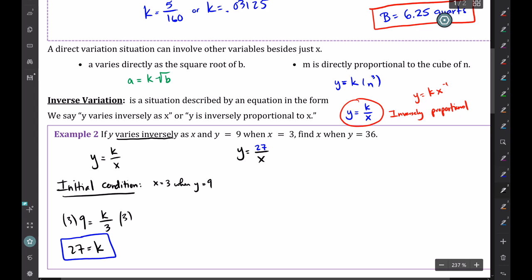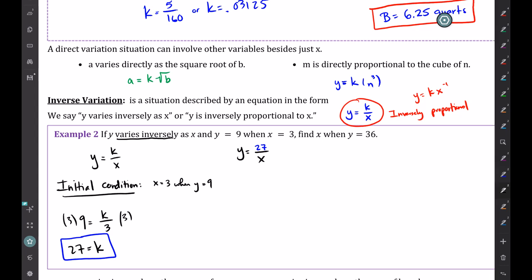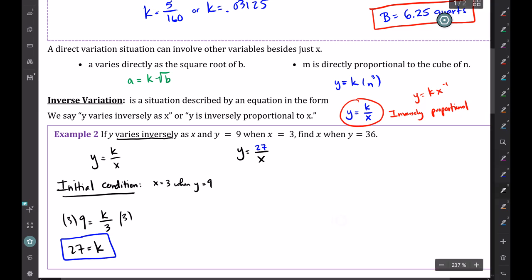And then we're asked to find x when y is 36. So let's do that now. If y is 36, then we have 27 over x is equal to 36. So now we need to multiply both sides by x. We'll get 36x equals 27, or x equals 27 over 36, which is equivalent to 3/4 if you divide both sides by 9. Okay, so the answer is x equals 3/4, or 0.75.